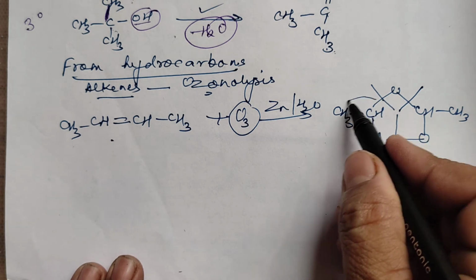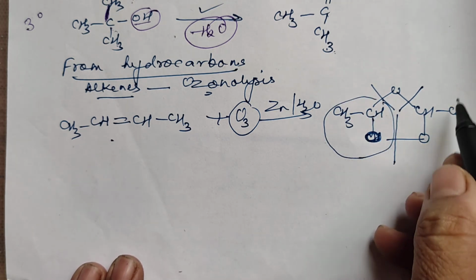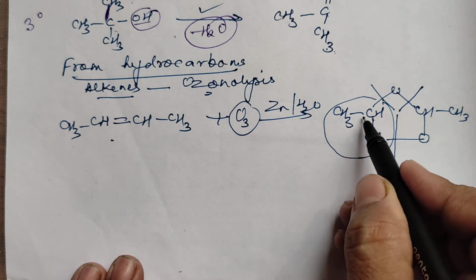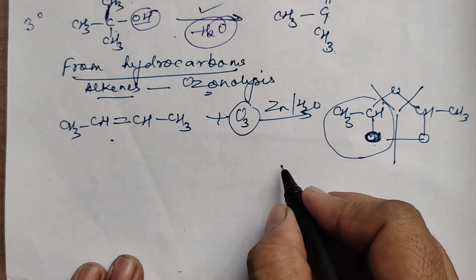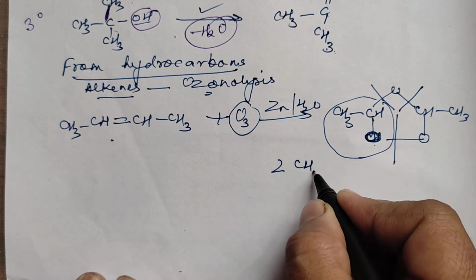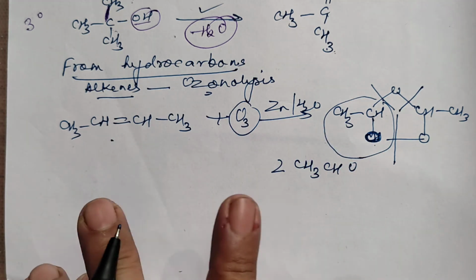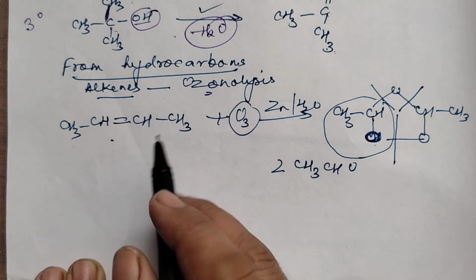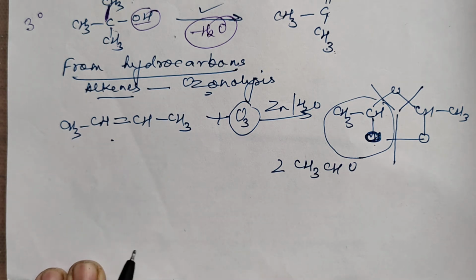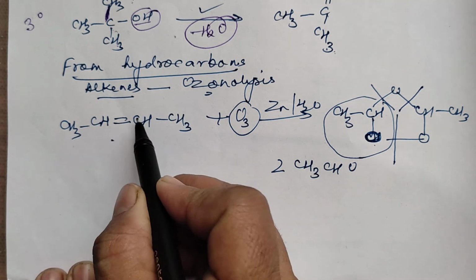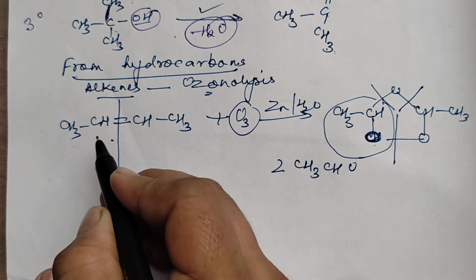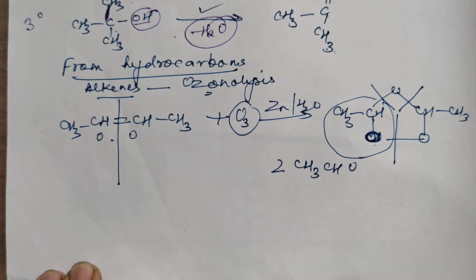So what is left over? You can just check here. This is one product and this is another product. What is this? CH3CHO. Same way CH3CHO. That means what you are getting is 2 moles of CH3CHO. This is just for writing the product. But otherwise, looking at the structure, you can say what product will be obtained. Wherever there is a double bond, break it and add O on either side. That is the product.